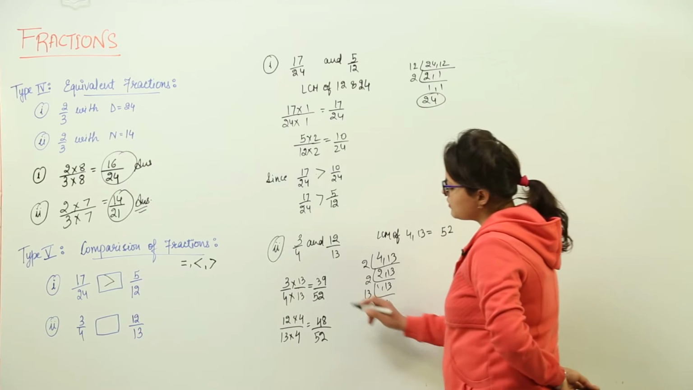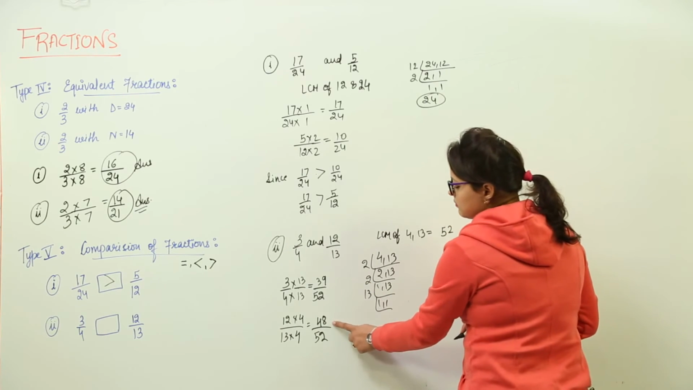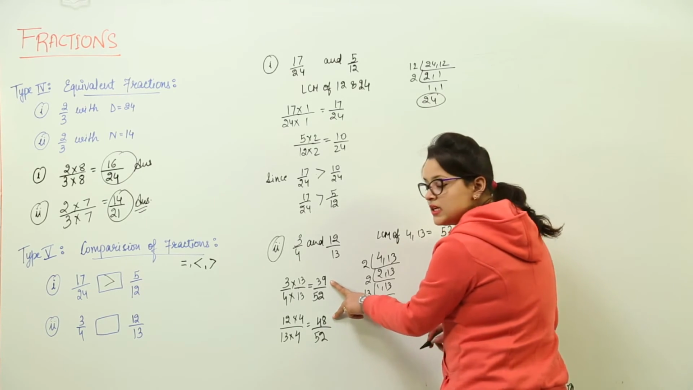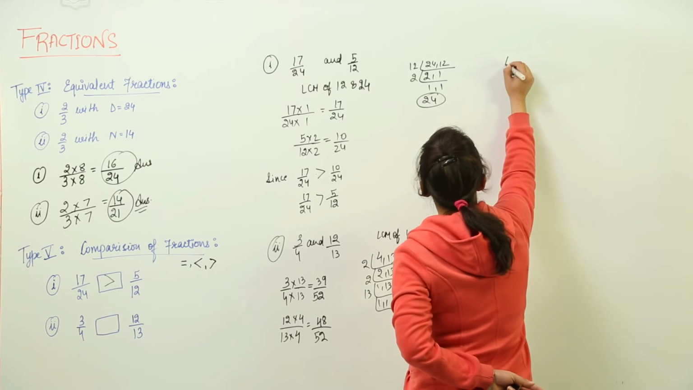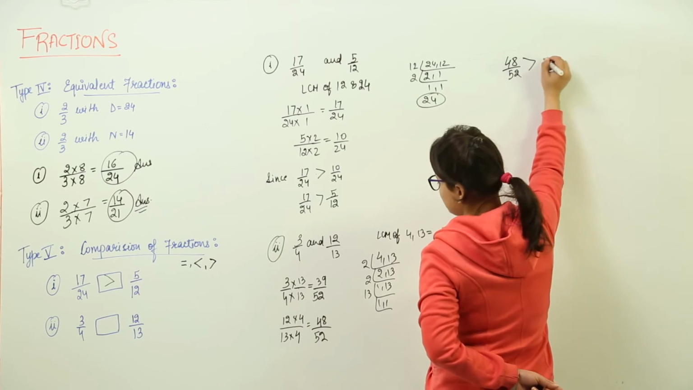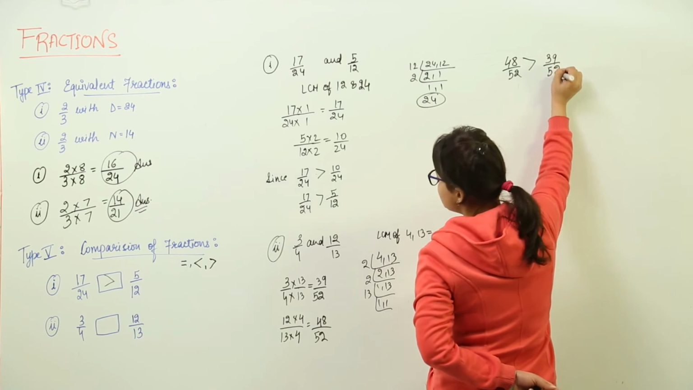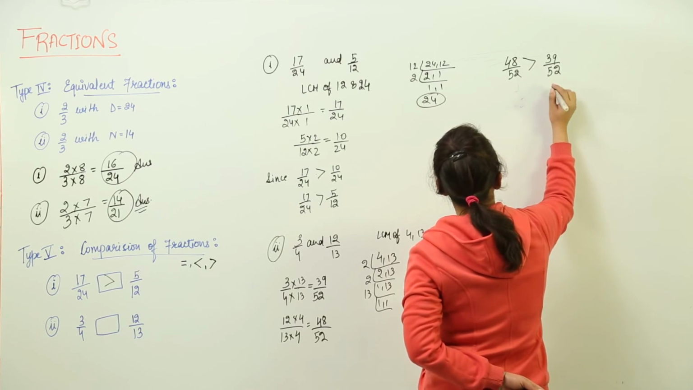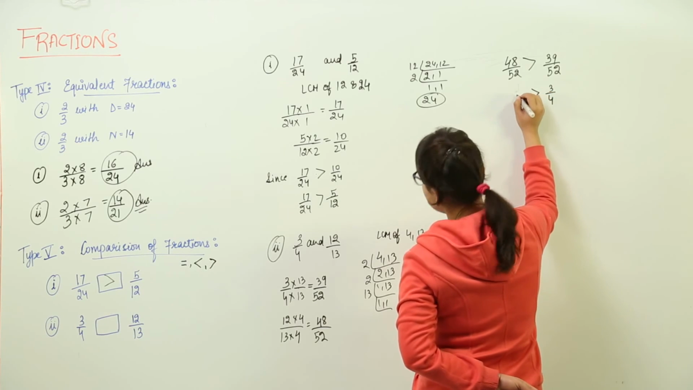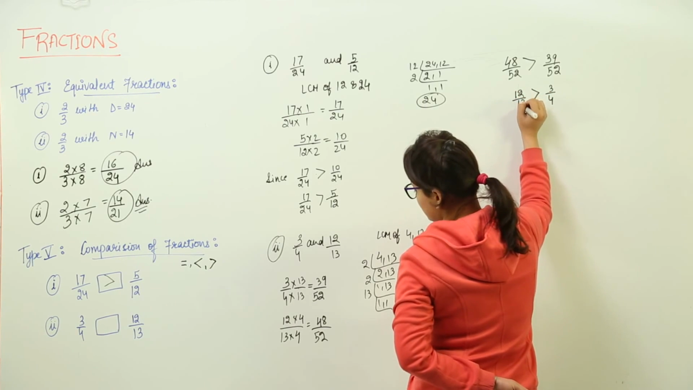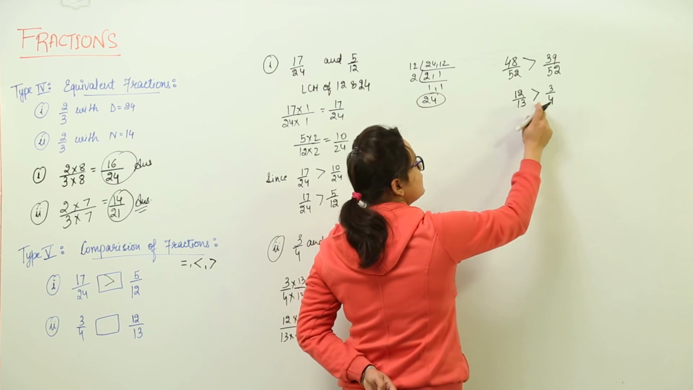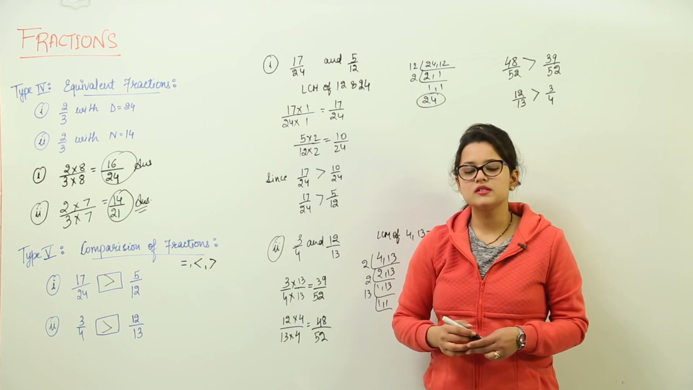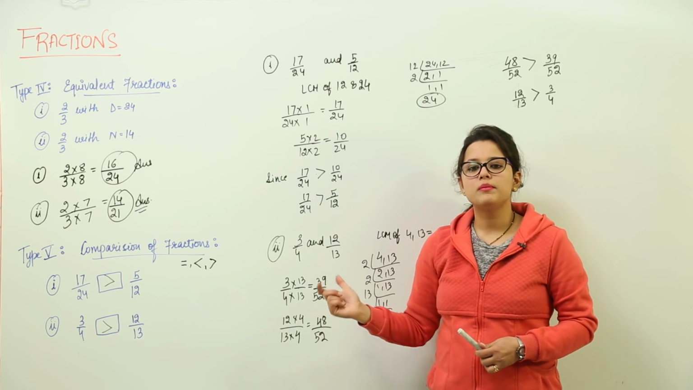Now identifying which one out of both is greater. We know that 48 upon 52 is definitely greater. Why? Because the denominators are the same, we are only comparing the numerators. So we get 48 upon 52 greater than 39 upon 52. That means the original fraction 3 upon 4 should be written below, and here we write 12 upon 13. So we get 12 upon 13 greater than 3 upon 4, that is in this way. So you can compare n number of fractions by making their denominators the same and comparing their numerators.